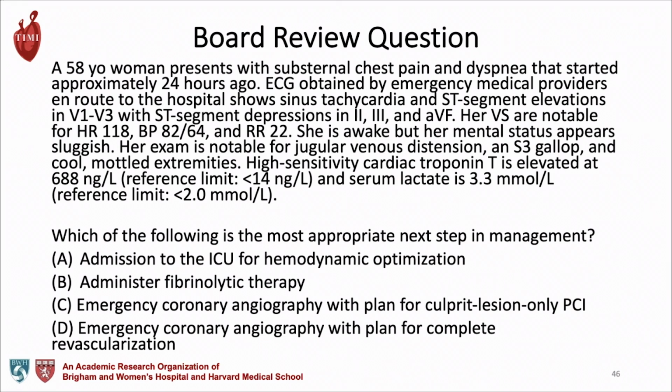Her exam is notable for jugular venous distension, an S3 gallop, and cool, mottled extremities. Her high sensitivity cardiac troponin is elevated at 688, and her serum lactate is elevated at 3.3. Which of the following is the most appropriate next step in her management? Is it A, admission to an ICU for hemodynamic optimization; B, administration of fibrinolytic therapy; C, emergency coronary angiography with plan for culprit lesion only PCI; or D, emergency coronary angiography with plan for complete revascularization?